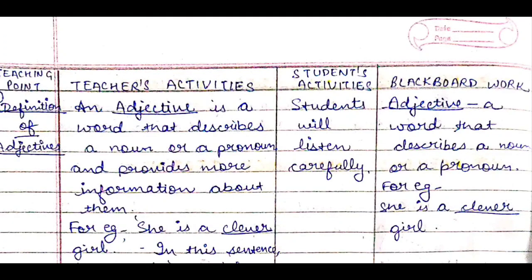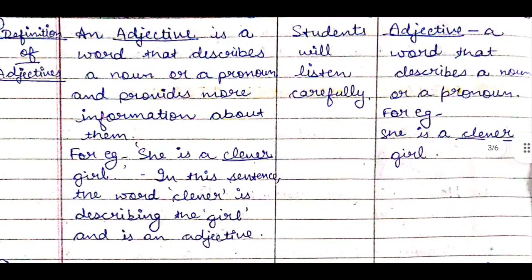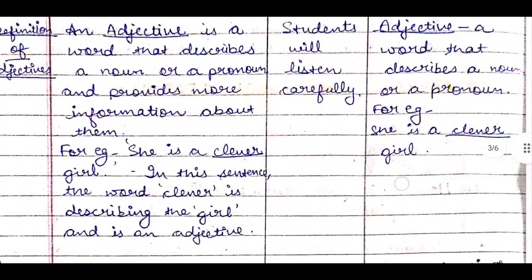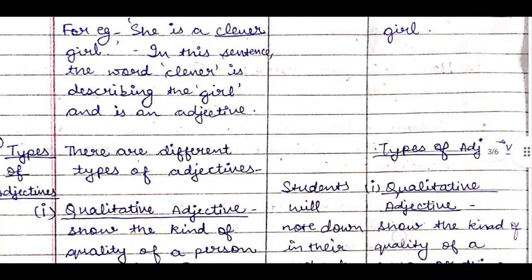So we'll say, an adjective is a word that describes a noun or a pronoun and provides more information about them. For example, she is a clever girl. In this sentence, the word clever is describing the girl and is an adjective. So students will listen carefully and we'll write the definition on the board. Adjective, a word that describes a noun or a pronoun. For example, she is a clever girl, and we'll underline clever to be more specific.